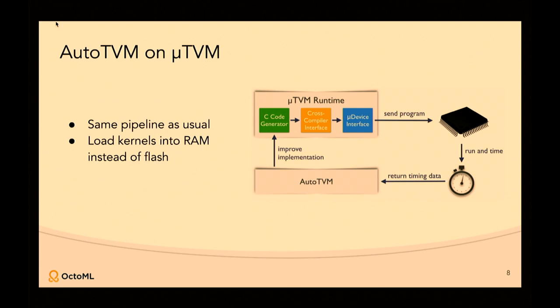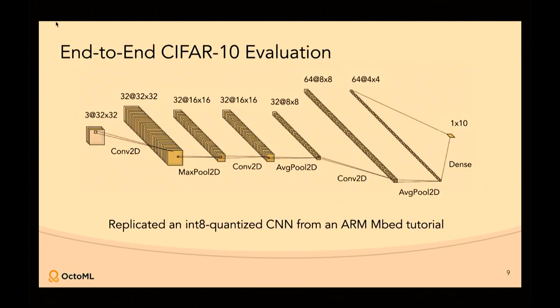And using this infrastructure, AutoTVM falls out naturally. So you have the same runtime improved loop as usual, but it's just running through the microTVM infrastructure. And in the context of microcontrollers, we load the kernels into RAM so we don't burn out the flash, hence we get faster iteration speeds. Originally we were just going to show single operator performance, but just recently we got end-to-end models working. So we grabbed this quantized CNN from one of ARM's mbed tutorials, and we tried to evaluate microTVM's end-to-end effectiveness on it.